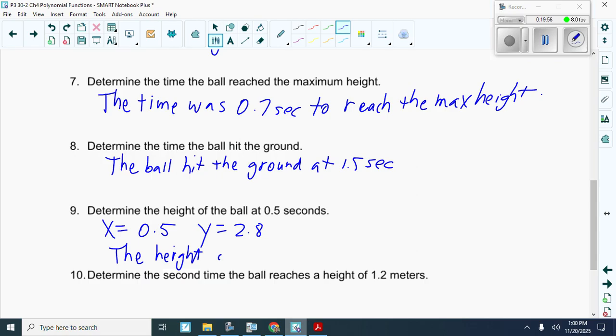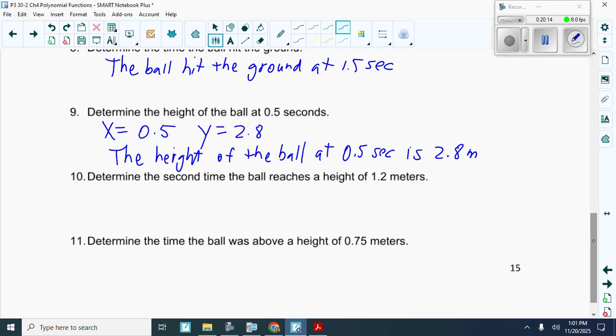The height of the ball at 0.5 seconds is 2.8 meters. Okay, determine the second time the ball reaches a height of 1.2 meters.